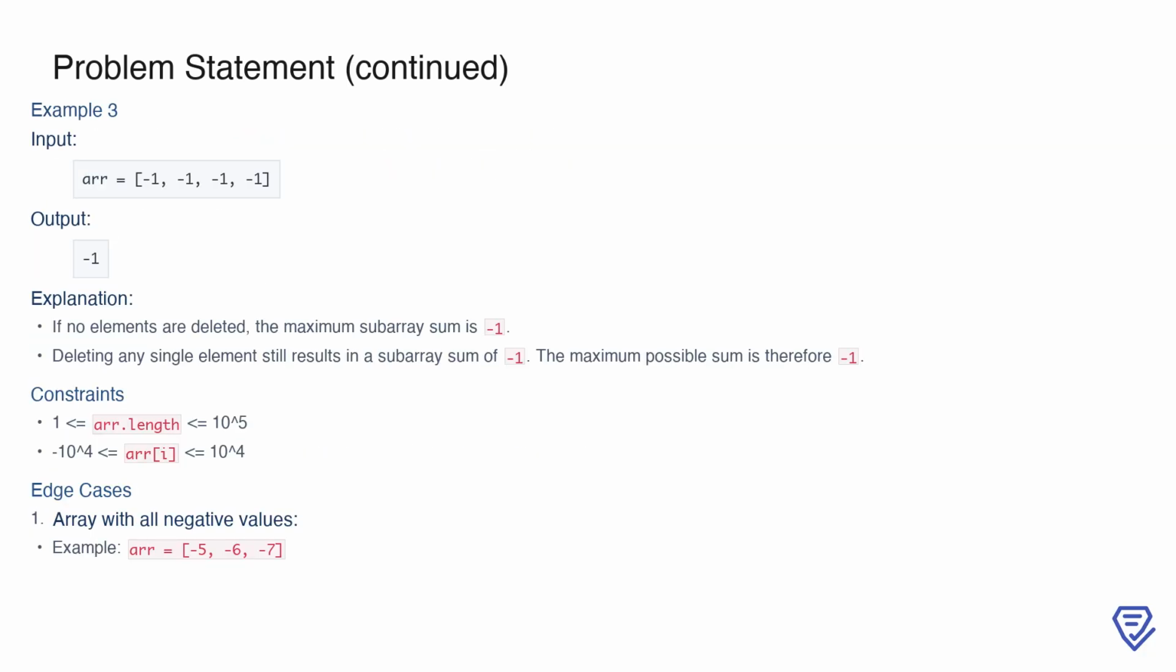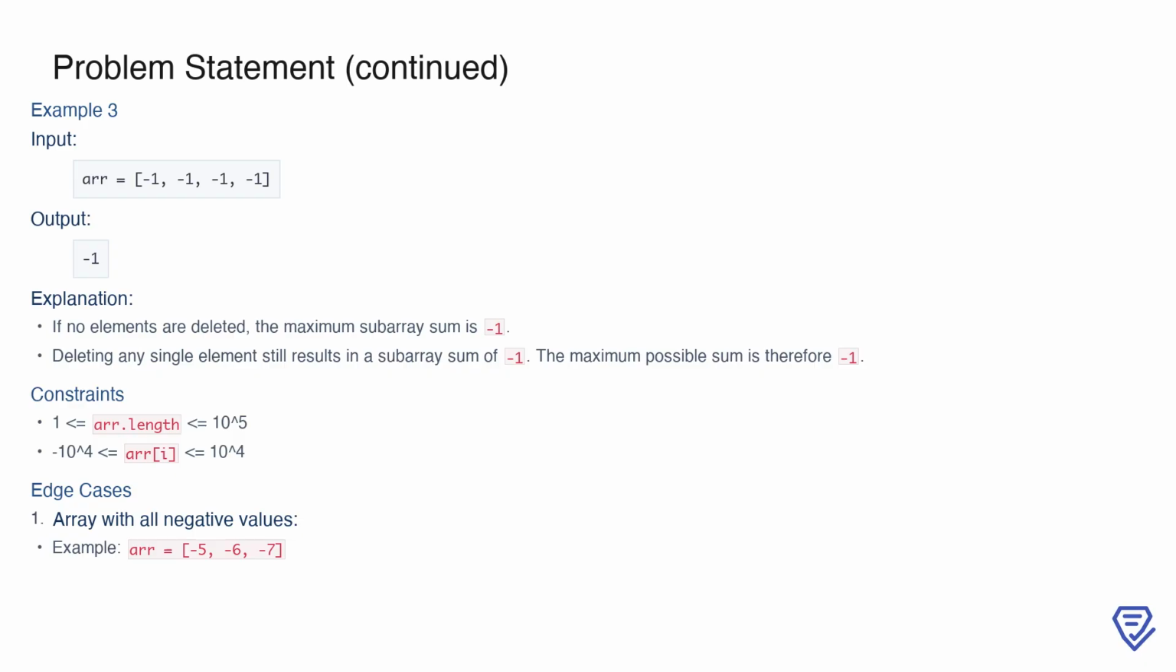Now, consider the case where the input array is -1, minus 1, minus 1, minus 1. In this scenario, no matter which element you delete, the sum of any subarray remains -1, because all the elements are equal and negative. Therefore, the maximum possible sum for this input is simply -1.